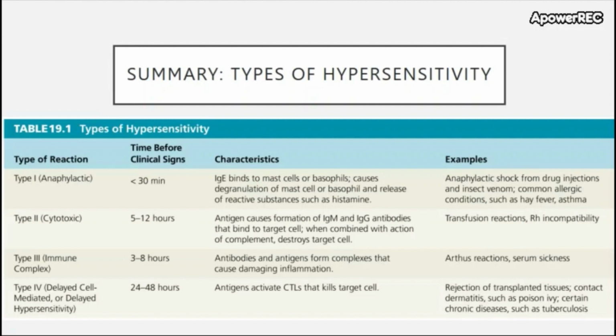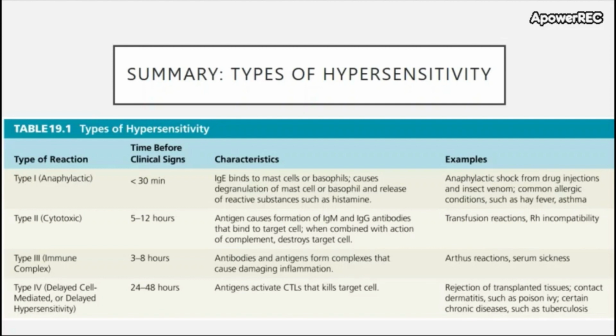Type 3 are the immune complex reactions. Again, they don't take very long, about 3 to 8 hours. Not as fast as a type 1 anaphylactic. And these are when you form those complexes, hint immune complex reaction. And so antibodies may bind to an antigen, such as when you get a vaccination, for example. They form complexes, and then they recruit cells that lead to more inflammation and damage of the area.